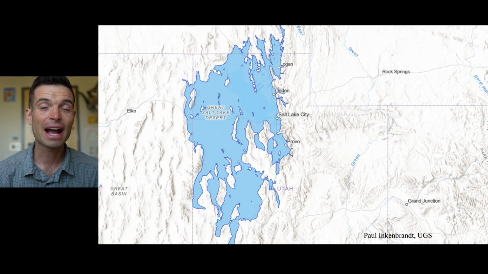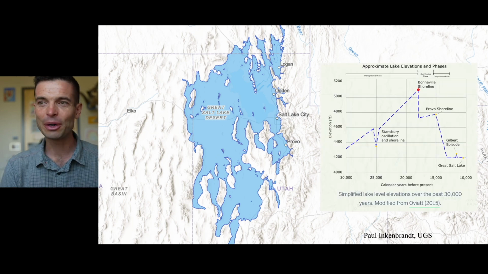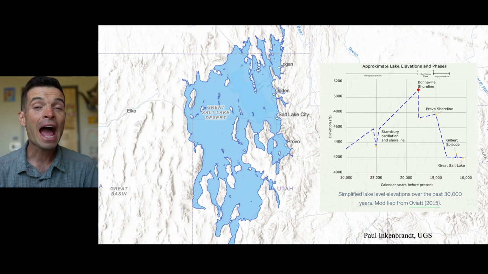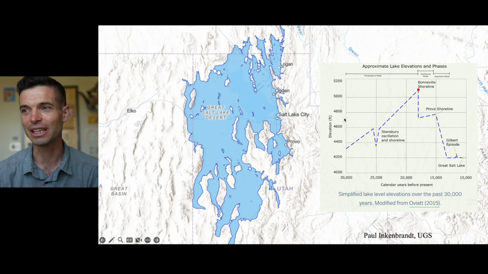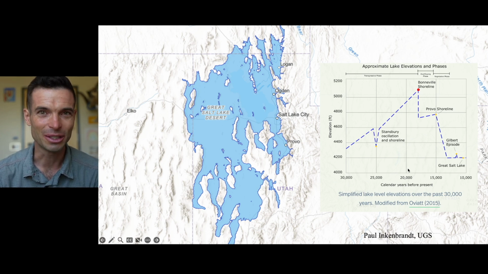If we were to go back 18,000 years, this is what we would have seen. A much larger inland sea called Lake Bonneville. And it's important to remember Great Salt Lake as we know it is actually quite young geologically. It's only been around for around 12,000 years. And to put that into perspective, people have been around for at least 20,000 years, right?